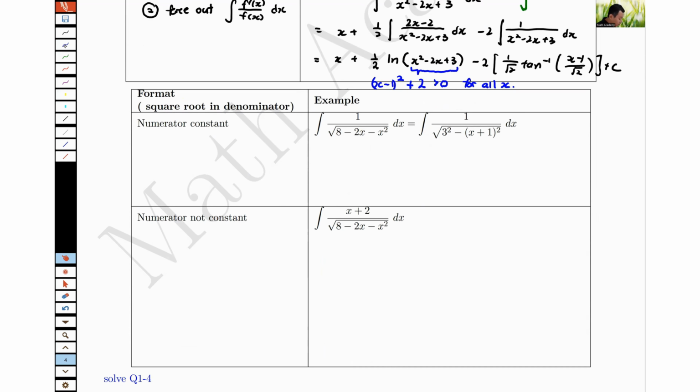For those with a square root in the denominator, like this question here, please don't think about partial fractions. So you don't check factorizable, not necessary. Or rather, you should not even do that because you cannot do partial fractions. If there's a square root, there's no way you can split. So the numerator is a constant, just like above, we will be completing the square, because with a square root, we aim for sine inverse. The sine inverse formula comes with the square root.